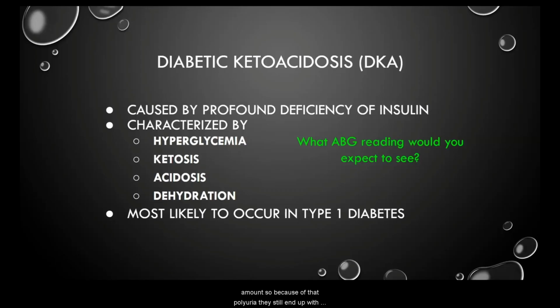So because of that polyuria, they still end up with profound dehydration, excessive loss of fluid through the urine, but also sodium, potassium, and phosphate as well. So we end up needing to treat the electrolyte imbalances, and fluid deficit can lead to hypovolemic shock if we don't replace those fluids quickly.